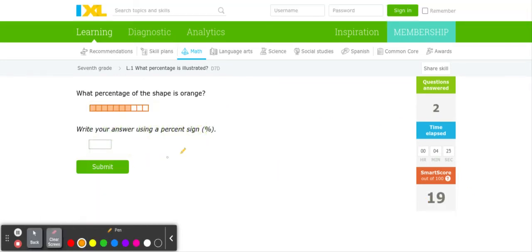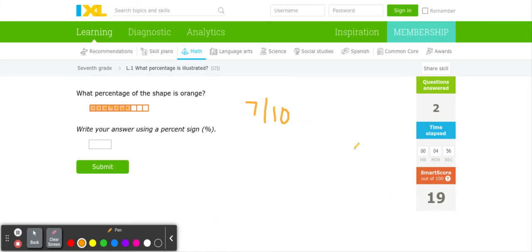And it's correct. Let's do one more. So this one asks us what percentage of the shape is orange. And in this case, it's not a hundreds block, it's only a tens block. We can count and say that's 1, 2, 3, 4, 5, 6, and 7. So we know this is 7 out of 10. But we can't say that this is 7% because it's out of 10. We need to make the 7 out of 10 as something out of 100.